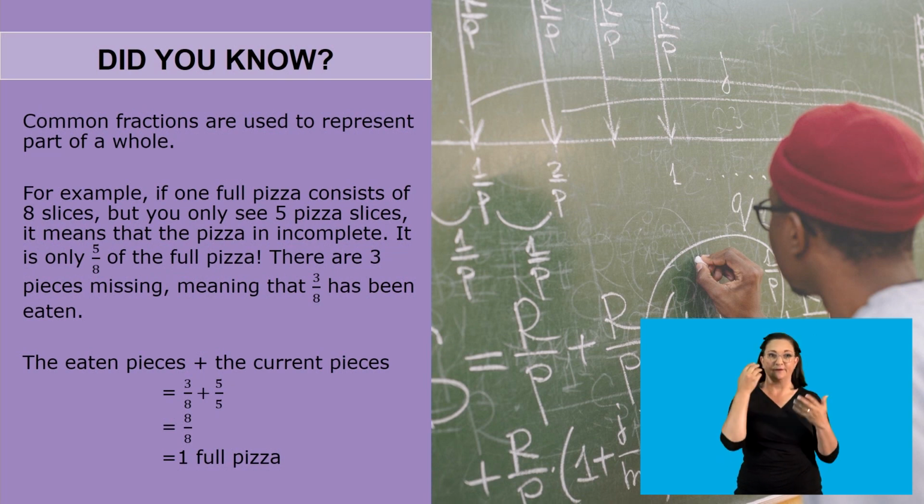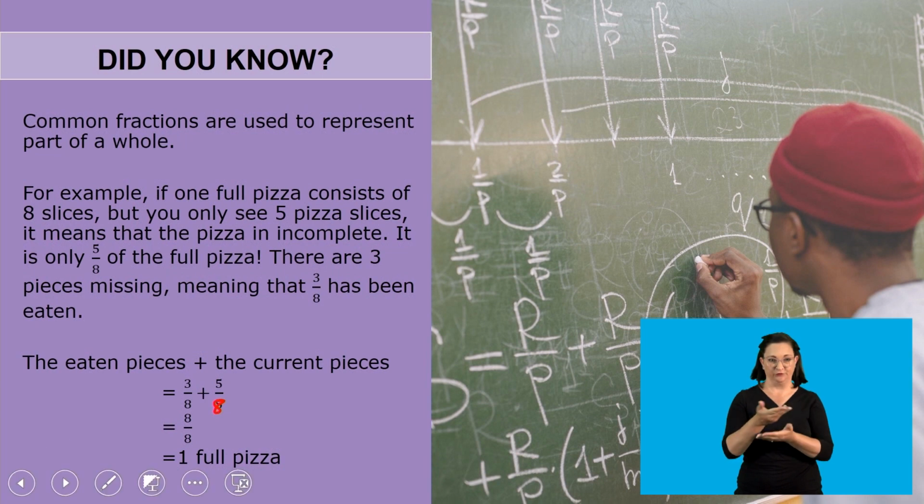The eaten pieces plus the current pieces, that is 3/8 plus 5/8, gives us 8/8, which is 1 full pizza. So that means that 1 full can be shared into common fractions.